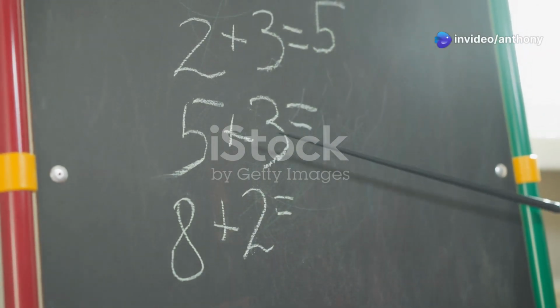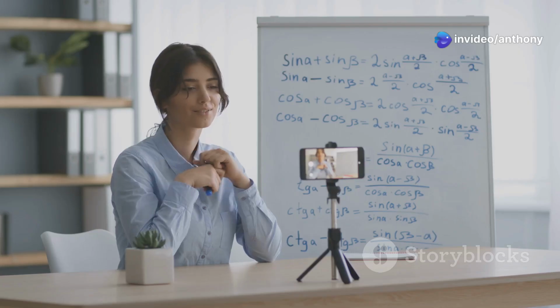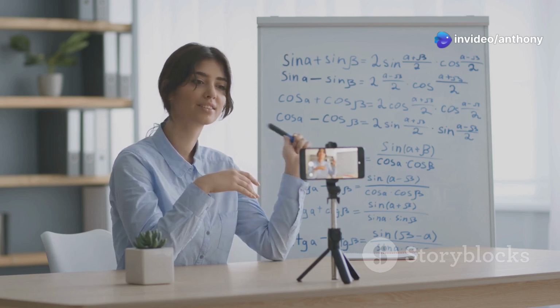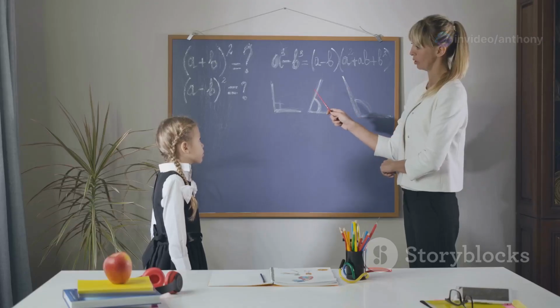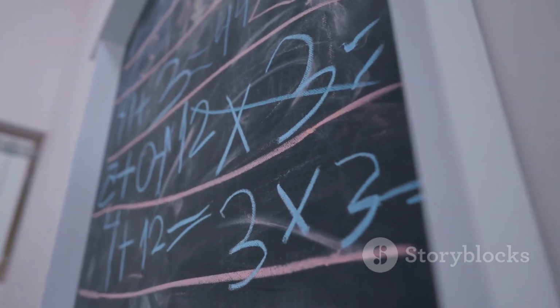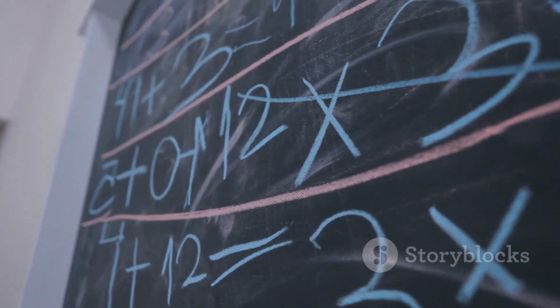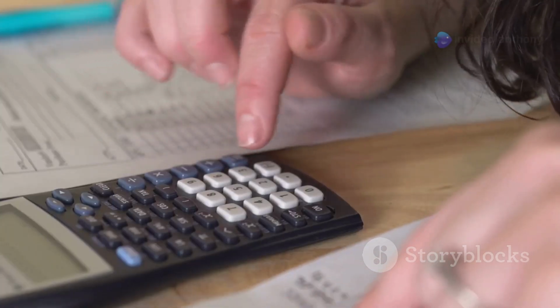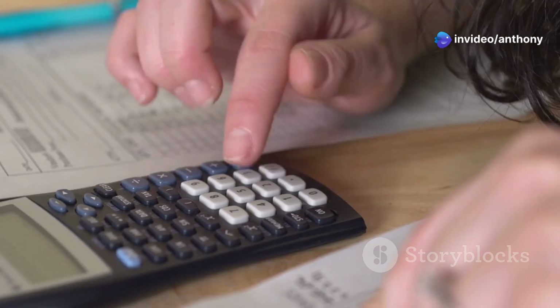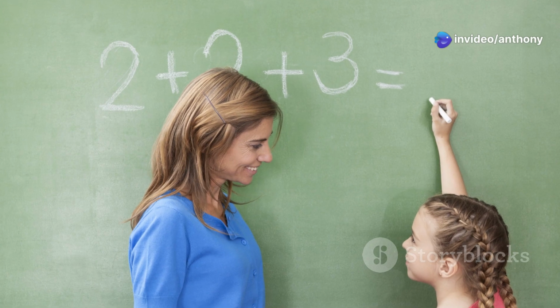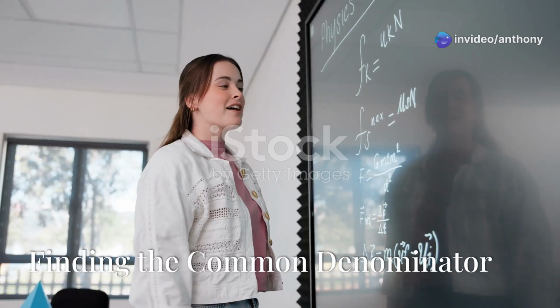Chapter 7. Simplifying fractions. Simplifying fractions makes them easier to understand and work with. Let's simplify 9 over 12. To do this, we find the greatest common divisor of 9 and 12, which is 3. Then, we divide both the numerator and the denominator by 3. This gives us the simplified fraction 3/4.